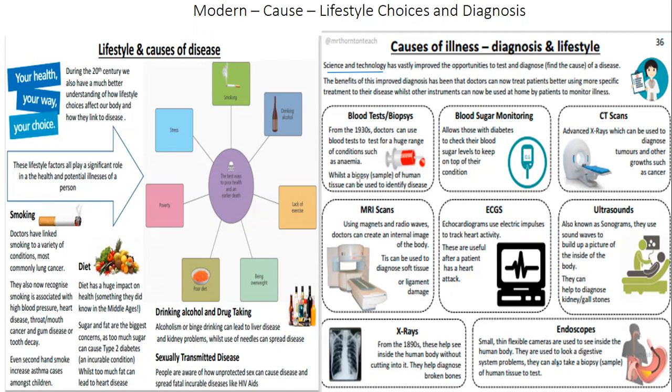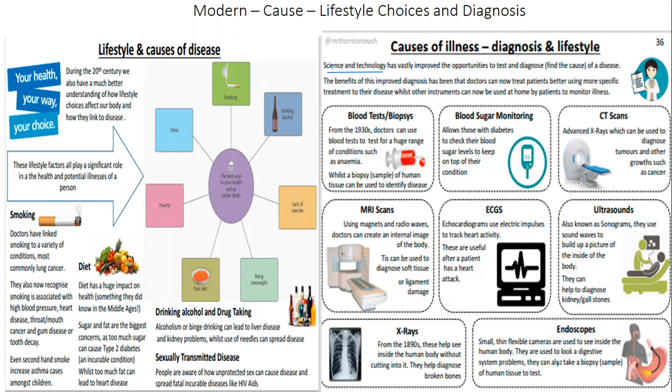So for example, if people think you've got lung cancer, they'll take a bronchoscopy of tissue of your lung and send it off for a biopsy. Blood sugar monitoring allows those with diabetes to check their blood sugar levels to keep on top of their condition. You can just make a little needle prick in your finger, and you can track your blood sugar throughout the day if you are a sufferer of diabetes.